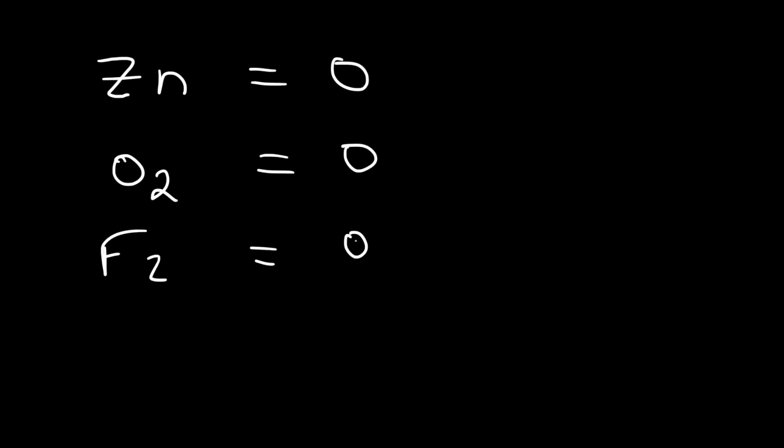Now the first rule that you need to know is that the oxidation state of any pure element is always 0. So the oxidation state of oxygen gas as a pure element is 0. Fluorine gas as a pure element is 0. Even phosphorus as a pure element is 0. So if there's no charges and it's only one pure element, it's not a compound, the oxidation state will always be 0. So that's the first rule you need to keep in mind.